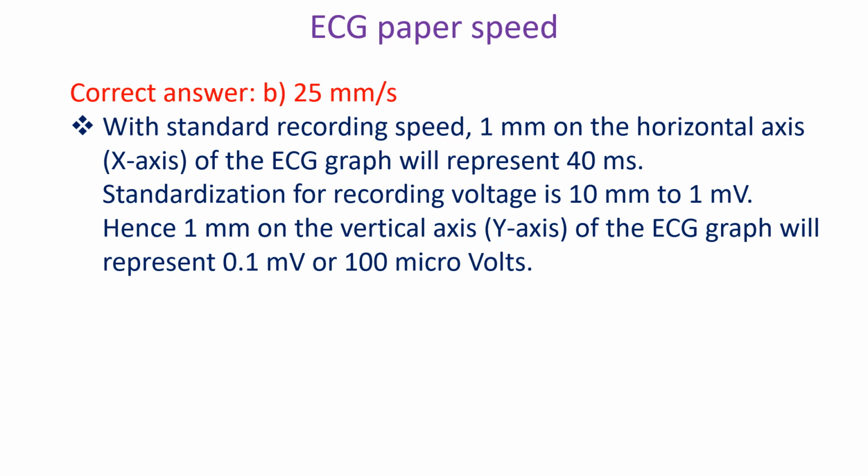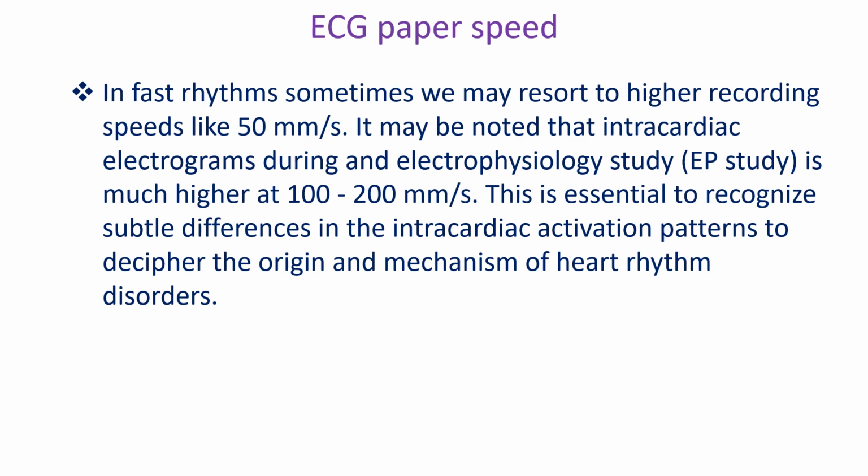Standardization for recording voltage is 10 mm to 1 millivolt. Hence, 1 mm on the vertical axis of the ECG graph will represent 0.1 millivolt or 100 microvolts. In fast rhythms, sometimes we may resort to higher speeds like 50 millimeters per second. It may be noted that intracardiac electrograms during electrophysiology study are recorded at a much higher 100 to 200 millimeters per second.